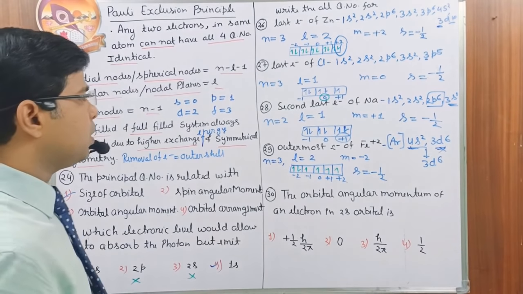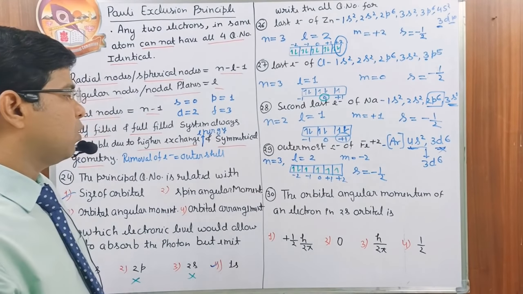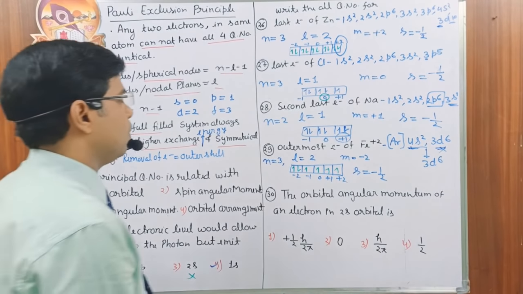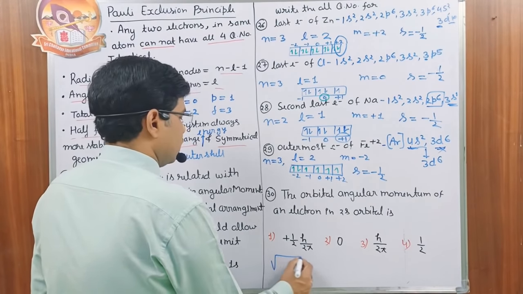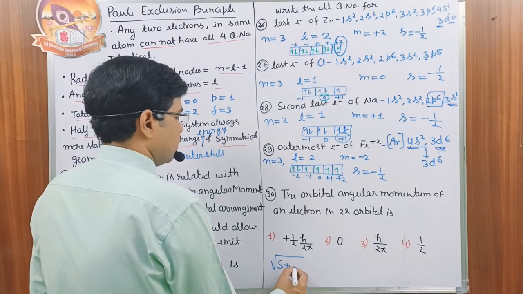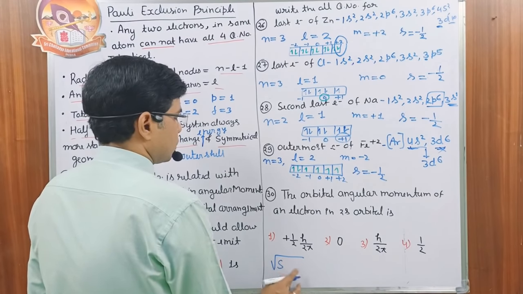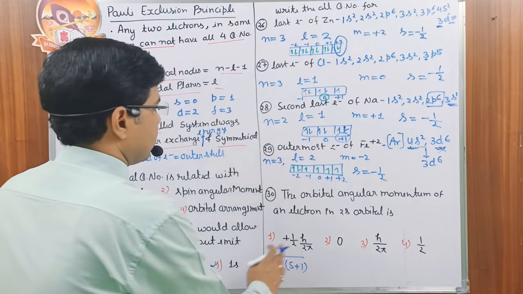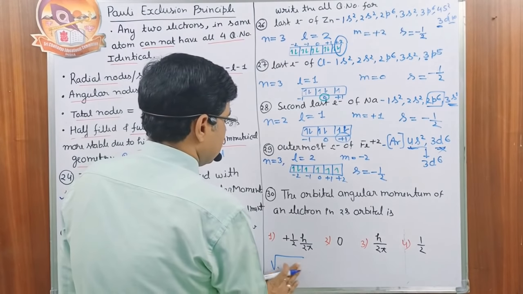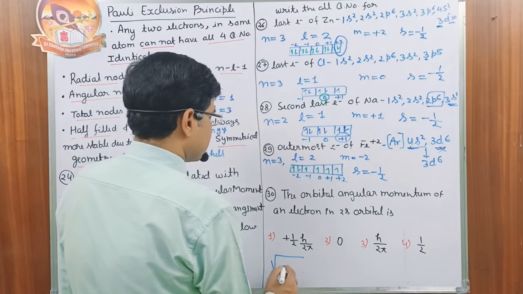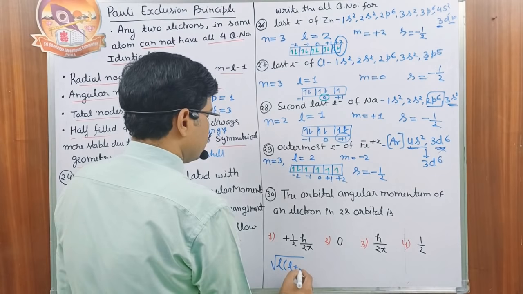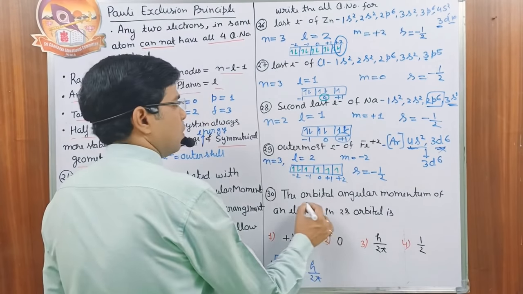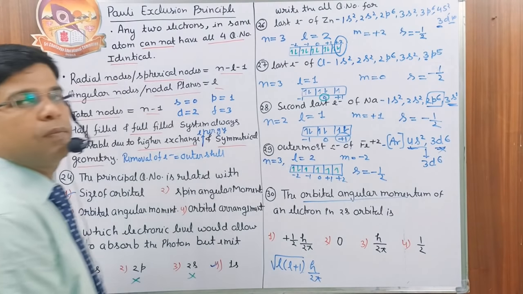Now question number 30. The orbital angular momentum of an electron in the 2s orbital. Okay, we know orbital angular momentum is the s into s plus 1. Sorry, that is the spin I said. Orbital angular momentum is the root of L into L plus 1, h upon 2 pi. This is the orbital angular momentum.